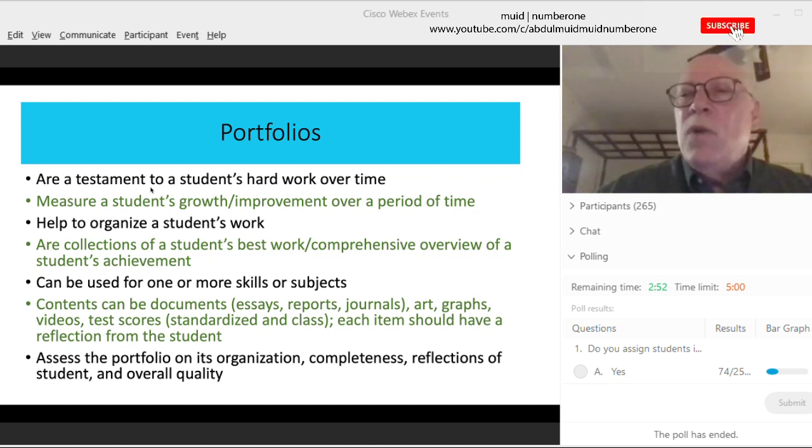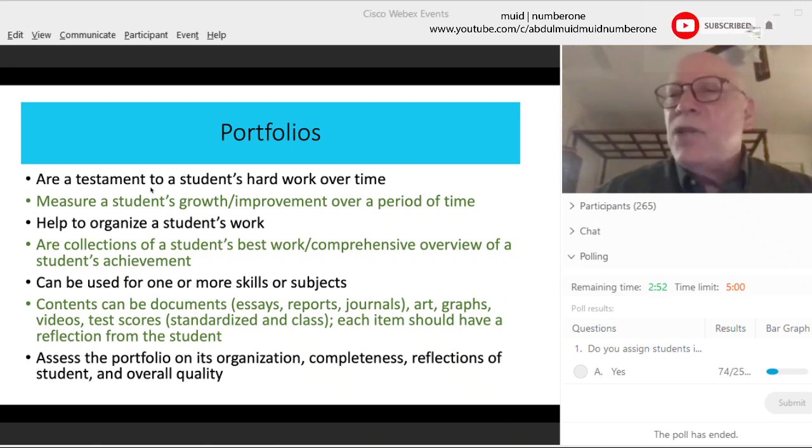A portfolio will have their standardized test scores, if any are needed. So if you're applying for a job as a secretary, for example, you should have Microsoft Office certification. Those who have that certification will be lifted up first. So they need to see that certification, not just have you listed on a resume.